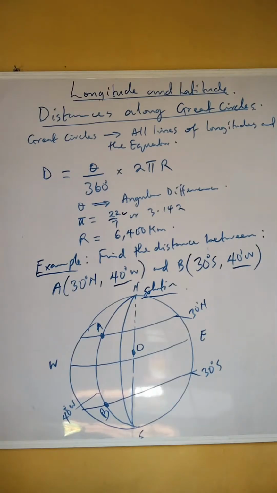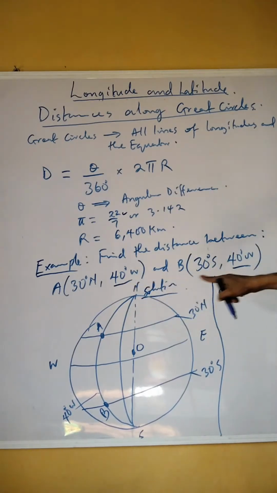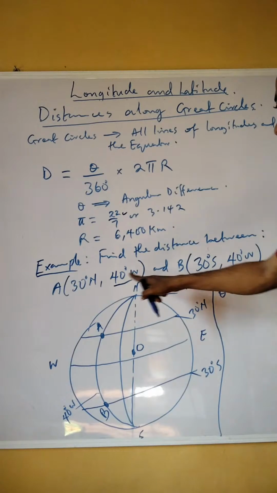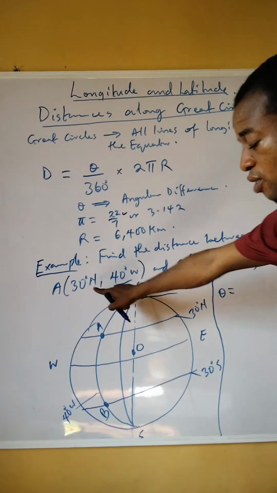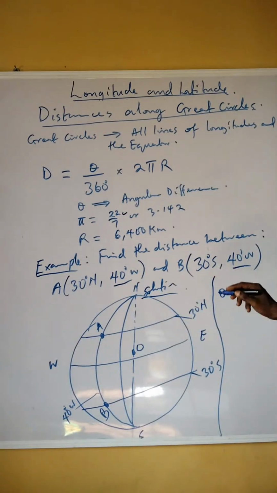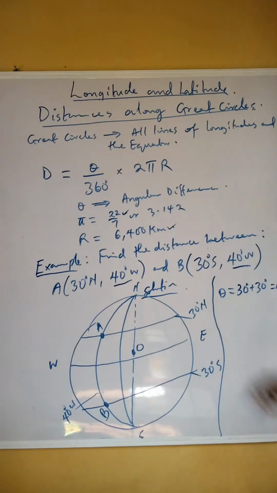So here, we make use of this formula now. Then the angular distance, which is theta. Because they are on the same longitude, we now consider their latitude for the angular distance. Here is on the north, here is on the south. So that's different direction, so it will be 30 degrees plus 30 degrees. And that means theta here is 60 degrees, right? And we already have our pi to be 22/7, our R to be 6,400 kilometers.